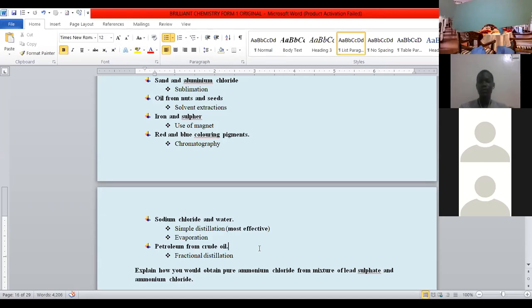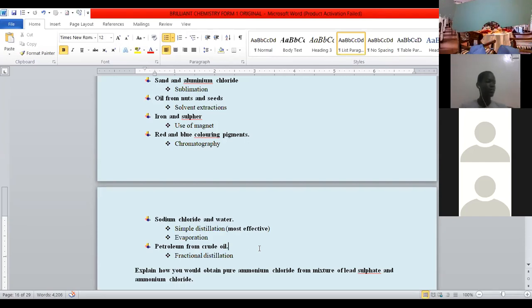Now continue, explain, yes. So we heat the mixture of ammonium chloride and lead sulfate. Then we obtain ammonium chloride as a sublimate since it sublimes. Then lead sulfate will remain since it is insoluble. So we obtain ammonium chloride as a sublimate.